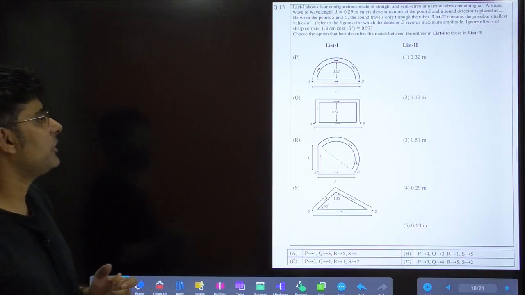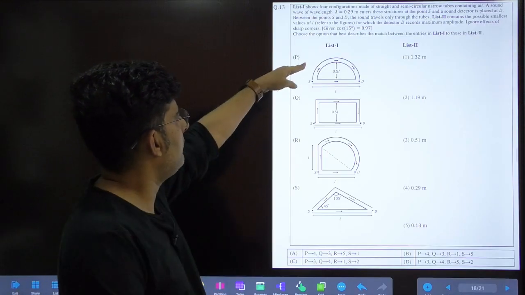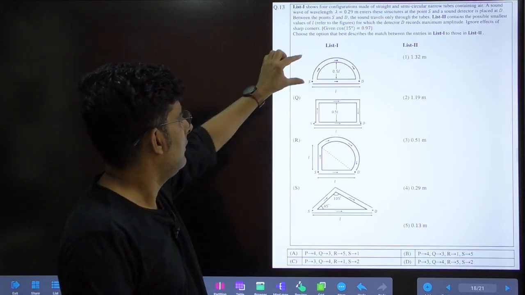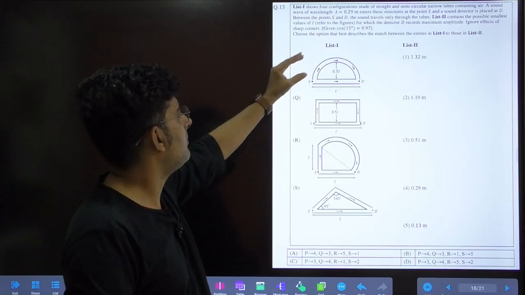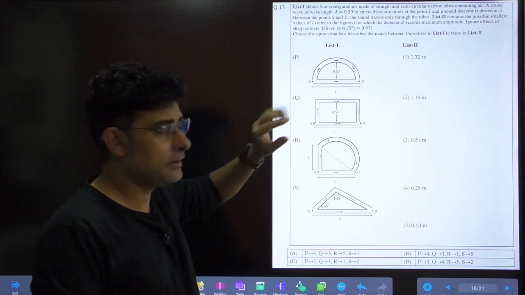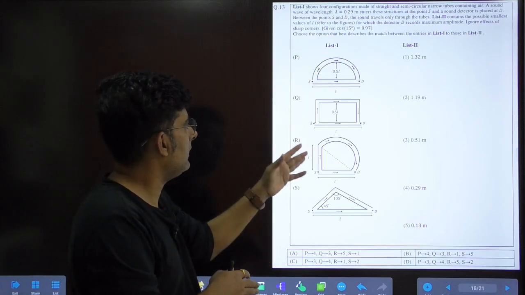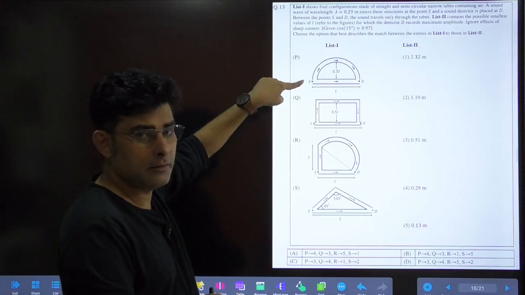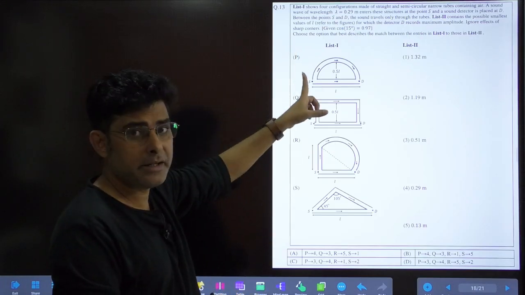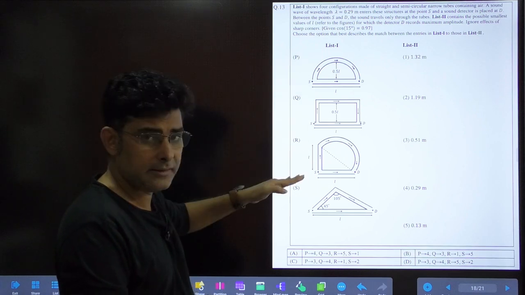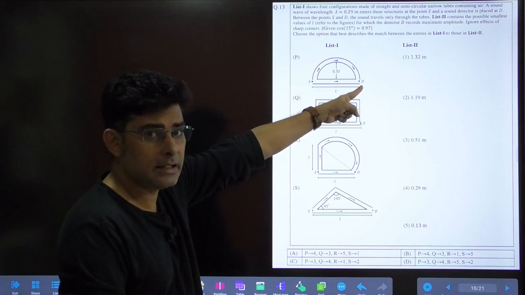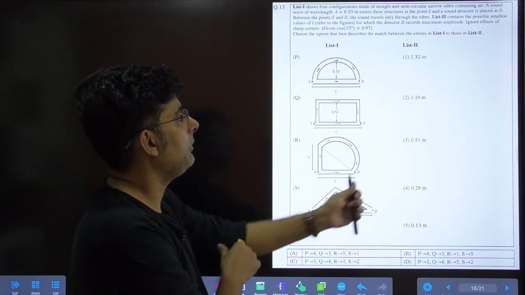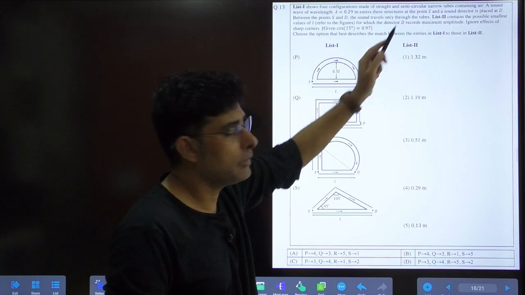Okay, so let's discuss question number 13, in which we have been given a match the column type question with 4 arrangements. We have tubes in the shape of semicircle or straight tubes, and we have these combinations given in P, Q, R and S. They are saying that there is a source which is emitting waves of wavelength lambda equal to 0.29 meter in each case, and at the other end, the other opening, you can see there is a detector which will be detecting the maximum amplitude.